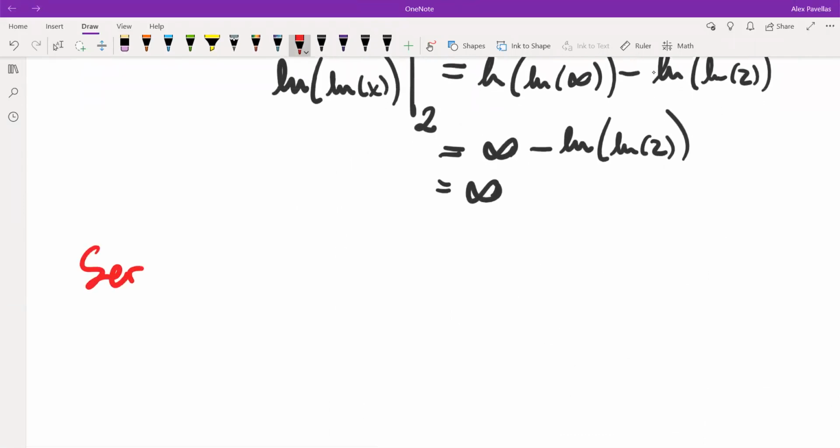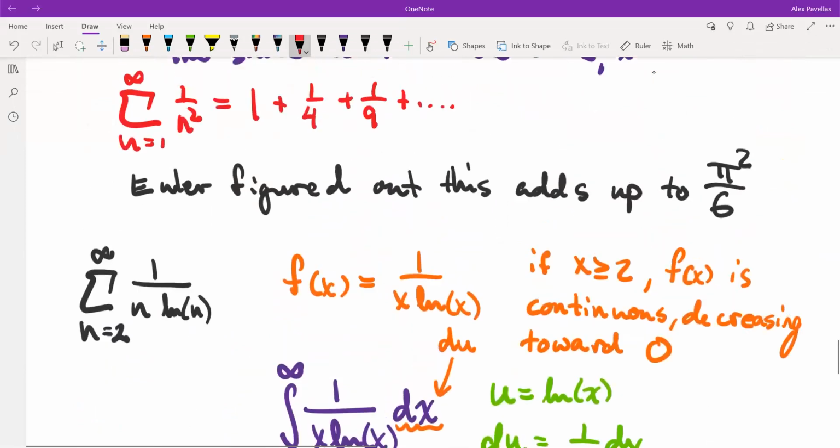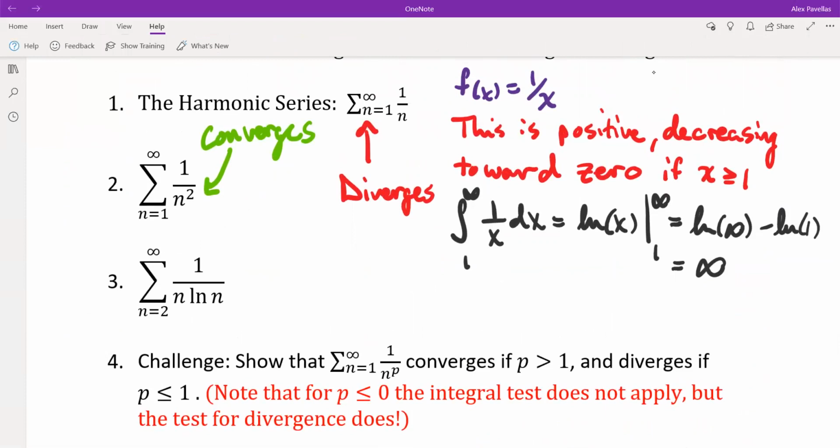So the series sum as n goes from 2 to infinity of 1 over n natural log of n diverges. For future reference, this is an interesting example of a series whose denominators grow faster than in the harmonic series, but it still diverges. So if I go back up to our questions here, this one, 1 over n log n, diverges.